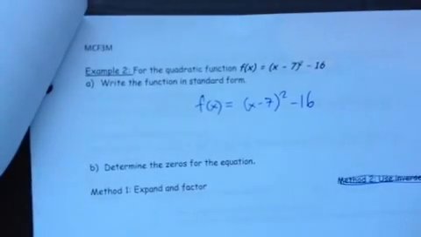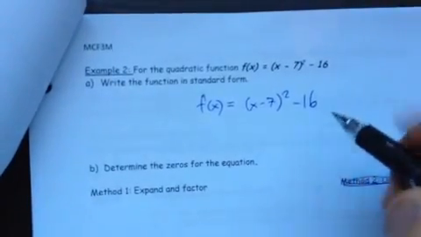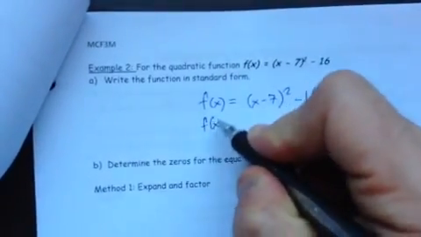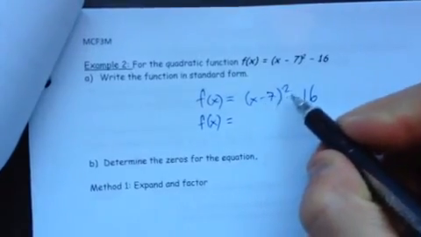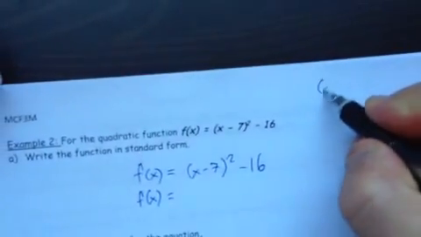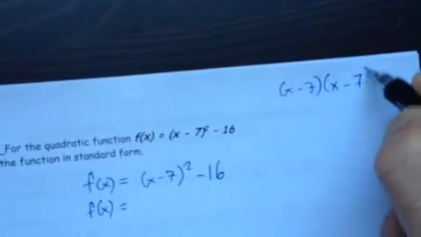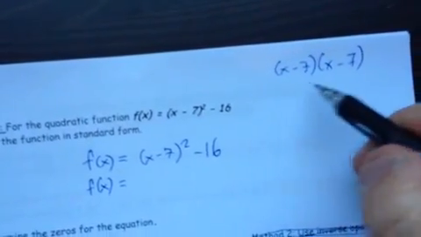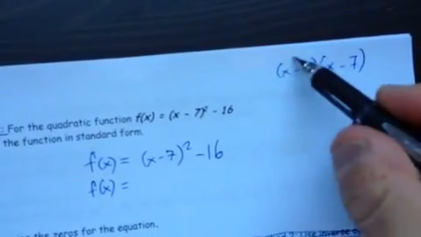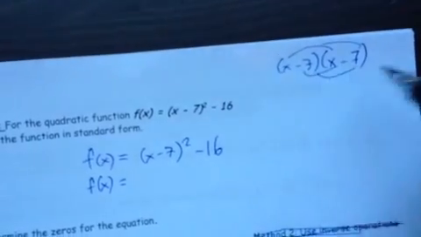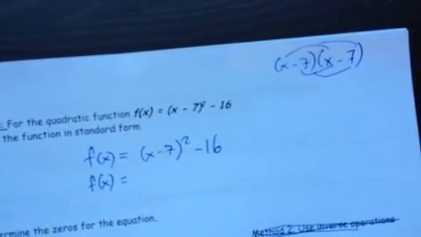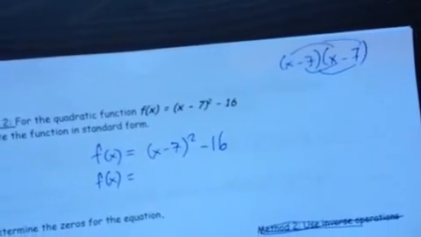How do we come up with this in standard form? Well, we have to expand this. Just remember how to expand (x minus 7) all squared. That really means (x minus 7) times another (x minus 7). Now, of course, there's a shortcut to doing this, but if you don't remember the shortcut, please make sure that you do this the long way, because you should end up with a perfect square trinomial.